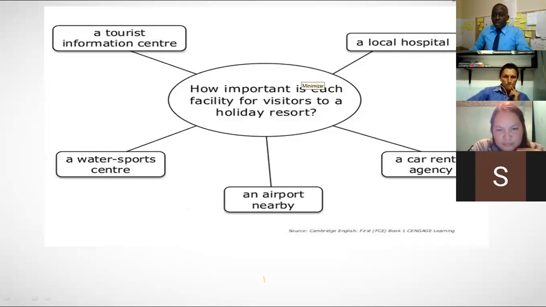Now, last time we looked at this topic. This was our first topic before the end, and then the thing just went off. So let's hope this time it is going to be very lenient to us so that it doesn't go off. So last time we looked at this topic and we said, how can we tackle this kind of speaking part? How important is each facility for visitors to a holiday resort?